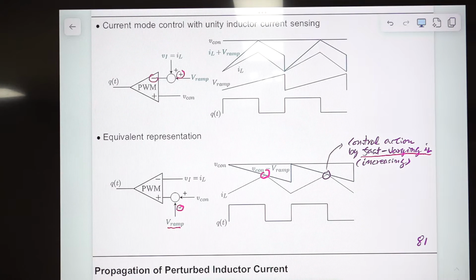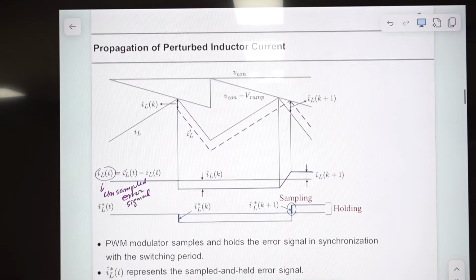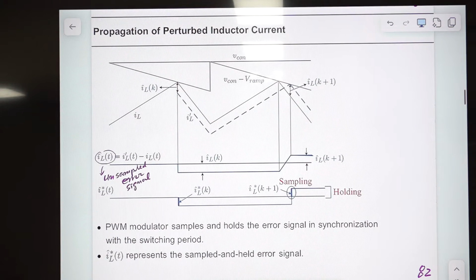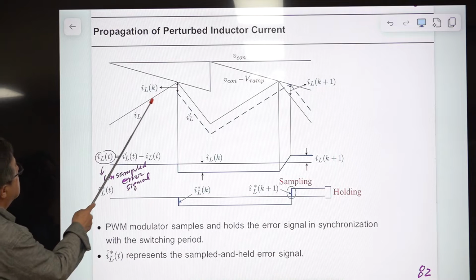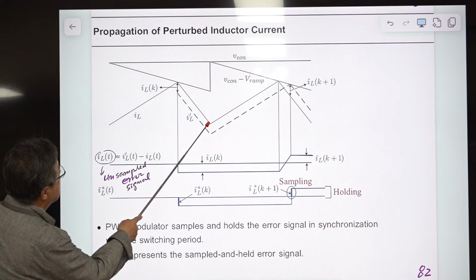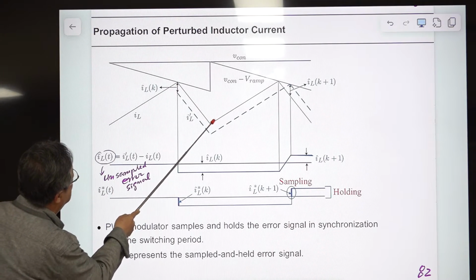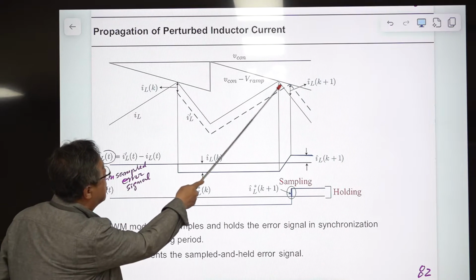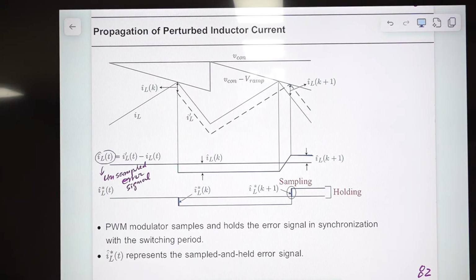Assume this part is expanded, zoomed out, then you have this. So this is the propagation of the perturbed inductor current. This is the original inductor current. So IL is this one, and increasing, the switch is turned on again, and it hits here, decreasing. This is the steady state, and it shows the periodic operation.